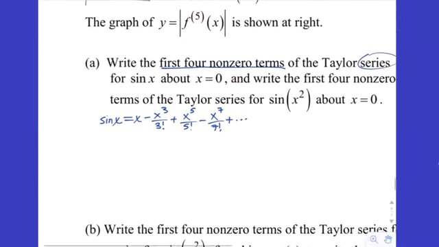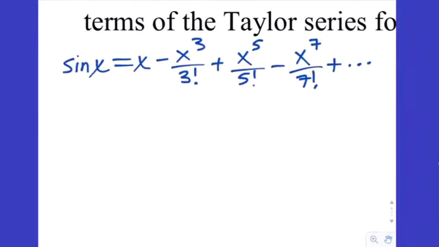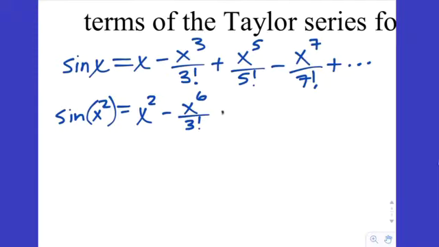That looks good. And now I'll do the same thing for sine of x squared. So right below there, we'll build it. And this is substitution, right? So we'll just replace x with x squared. And we get x squared minus x to the, it's probably easy just to simplify as we go. X squared cubed is x to the 6 over 3 factorial. Plus x squared to the 5th is x to the 10th over 5 factorial. Minus x squared to the 7th is x to the 14th over 7 factorial plus dot, dot, dot.